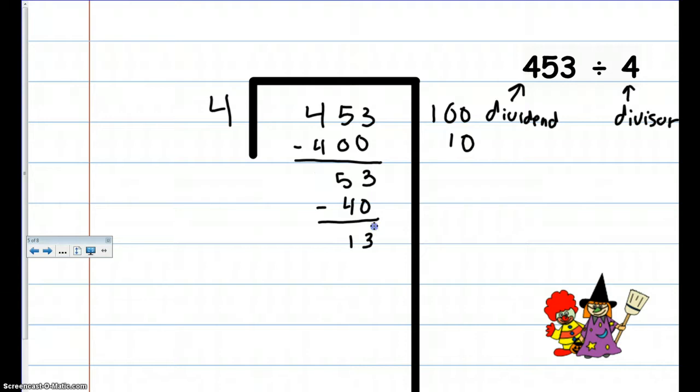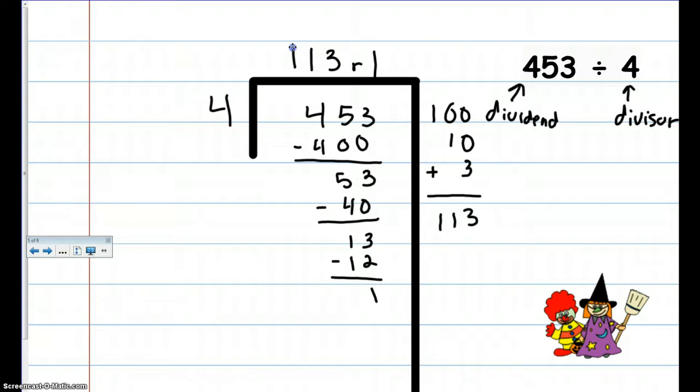So how many times does 4 go into 13? Well, 4 times 1 is 4. 4 times 2 is 8. 4 times 3 is 12. So I'm going to put a 3 over here. Notice that I'm lining my numbers up with their place value. And that's 12. And I subtract and I have 1. My remainder has to be smaller than my divisor. And it is. So now I can add over here. So my answer is 113 with a remainder of 1.